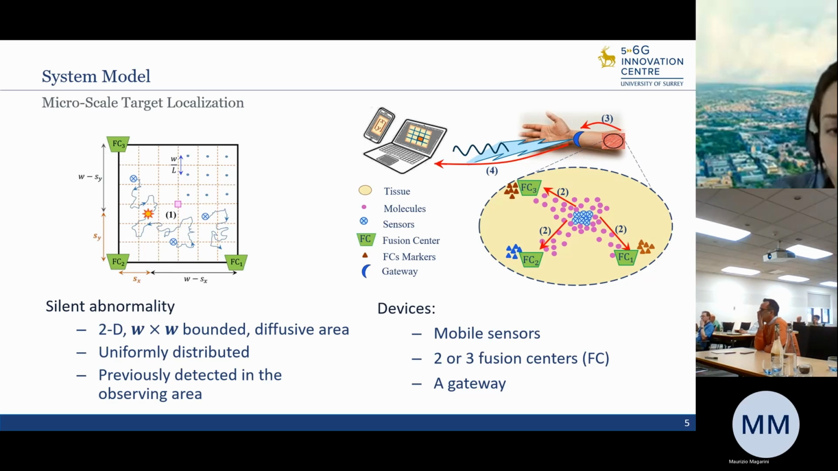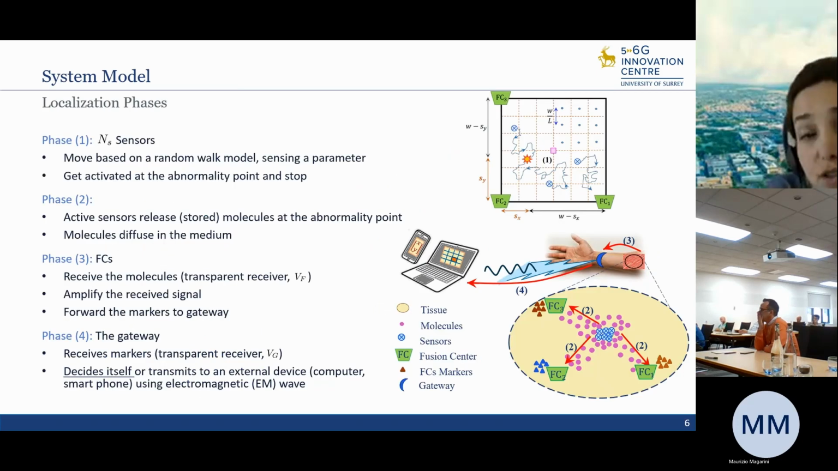We consider a bounded two-dimensional area where the abnormality is uniformly distributed, and we assume that it's already detected, and our goal is to localize the abnormality. We have three types of devices: some mobile sensors, 2 or 3 fusion centers, and a gateway. Our localization process has 4 main phases. In phase 1, some sensors are released into the area and they move randomly. If they reach the abnormality point, they sense the change of that environmental parameter and they get activated.